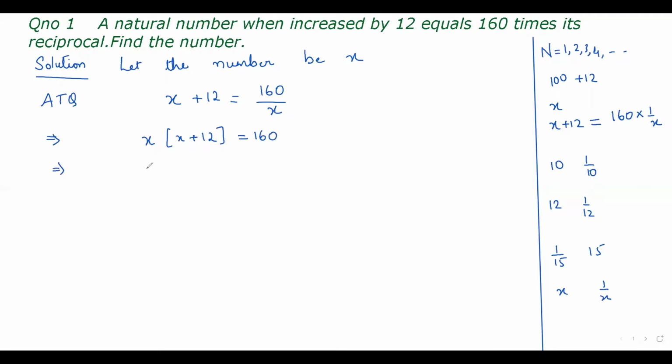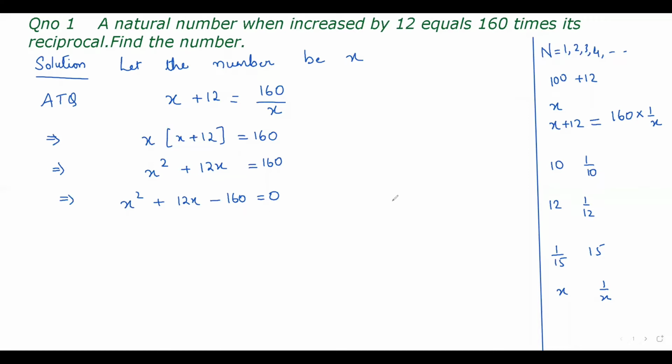Now carefully open the brackets. It will be x square plus 12x is equal to 160. And we have to make it in the form of a quadratic equation so that we can find the value of the variable x. It will be x square plus 12x, and 160 when you transpose to LHS, it will be negative. Minus 160 is equal to 0. So we can solve it by any method.